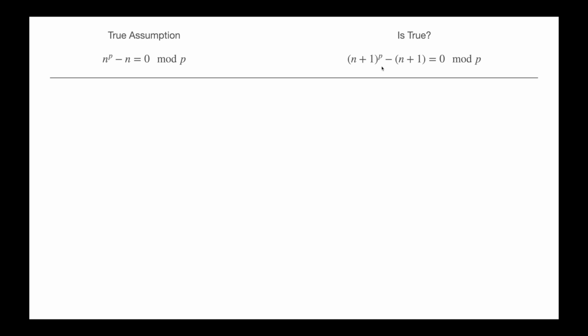Here, to find the value of n plus 1 to the power of p, we can use the binomial theorem. It states that x plus y to the power of n is equal to n choose 0 times x to the power of n times y to the power of 0, plus n choose 1 times x to the power of n minus 1 times y to the power of 1. As you can see, the power of y is increasing, whereas the power of x is decreasing.